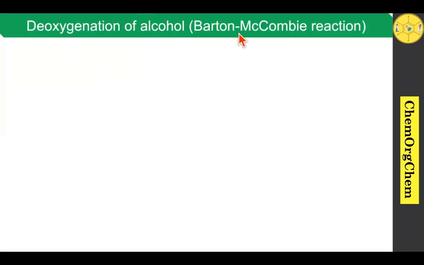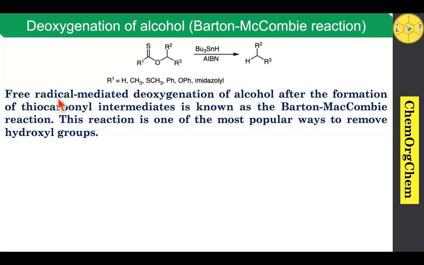Moving on, deoxygenation of alcohol, which is called the Barton-McCombie reaction. This is a free radical mediated deoxygenation reaction. According to this reaction, initially we need to convert the alcohol into its corresponding thiocarbonyl derivative. When you treat this thiocarbonyl derivative with tributyltin hydride and AIBN, it produces the corresponding hydrocarbon product. This reaction is called the Barton-McCombie reaction. In this thiocarbonyl derivative, R1 can be hydrogen, methyl, thiomethyl, phenyl, O-phenyl, or an imidazolyl group. This is one of the very famous methods to remove hydroxyl groups.